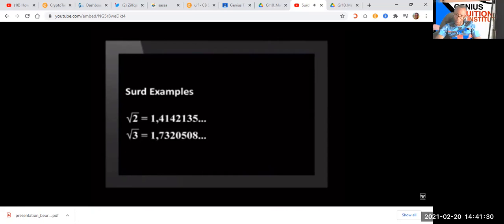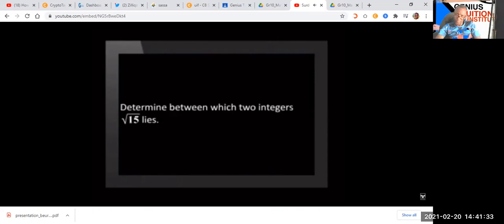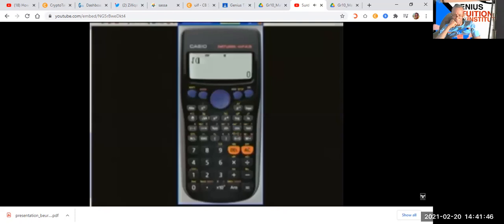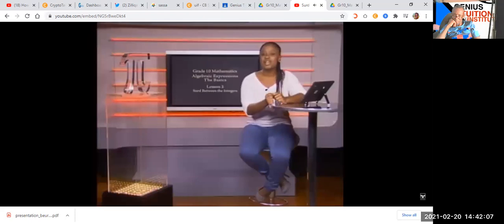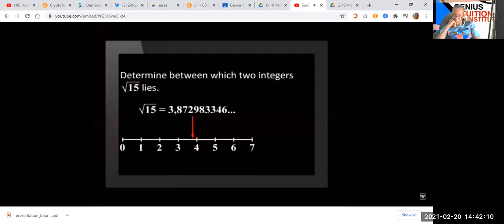Let us find between which two integers the square root of 15 lies. First, let us see what answer we would get if we put this into the calculator. First, push the square root button, then 1 and 5 for 15, and press equals. We get an answer of 3.87298334 and it continues on. If we put this onto a number line, we can see clearly that the square root of 15 lies between the integers 3 and 4.